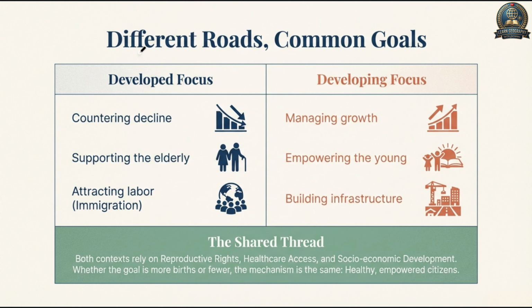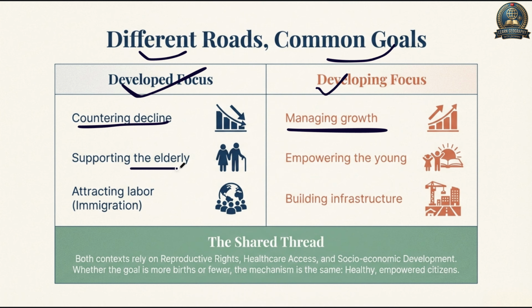Now, the differing routes: common goals, developed focus and developing focus. In terms of developed focus, countering decline, supporting the elderly, and attracting labor through immigration. In developing focus, managing growth, empowering the young, and building infrastructure. The shared thread: both contexts rely on reproductive rights, healthcare access, and socioeconomic development. Whether the goal is more births or fewer, the mechanism is the same, that is healthy and empowered citizens.